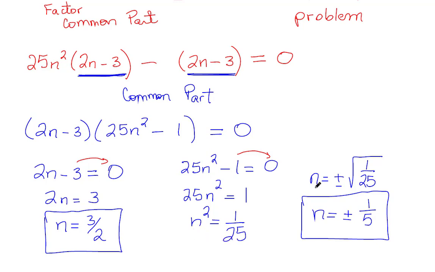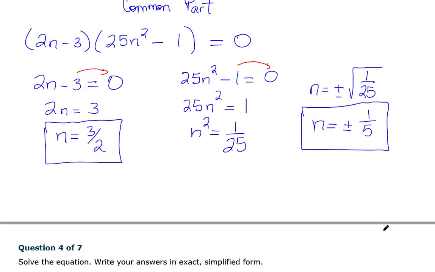And so I get n is plus or minus the square root of 1 over 25. Square root of 1 is 1, and square root of 25 is 5. And so my solution set then would consist of n is, let's see, we've got the 3 halves, we've got the 1/5, and we have a minus 1/5. So 3 solutions to our problem.